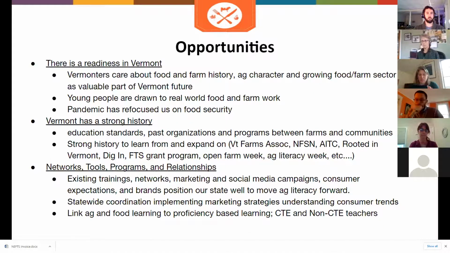I'll let you read the bullets, but another big theme was that Vermont has a really strong history of ag-related education and sustainability-related standards in our education. The standards have been worked on for 20 or so years, with lots of collective effort to change them. Now, of course, we're using different standards, and some of that language has been brushed aside, but it still exists. There's history there.